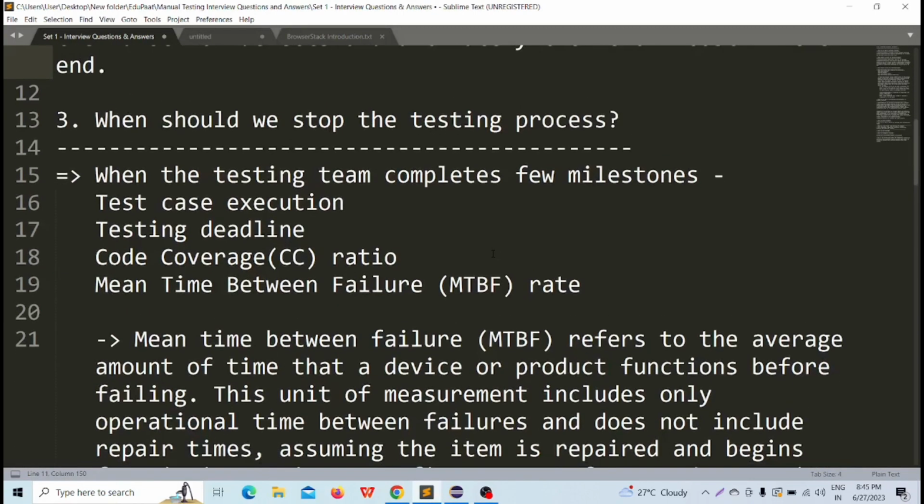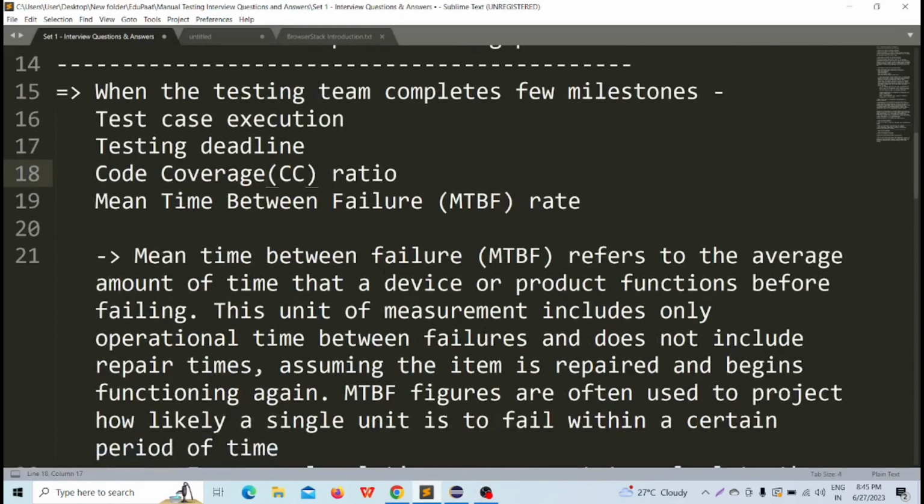Now question number 3: when should we stop the testing process? We can stop when the testing team completes a few milestones. What are the milestones? The test case execution, the testing deadline, the code coverage ratio, which we can call the CC ratio, and the mean time between failure, that is the MTBF rate. After completing these 4 things, we can say we can stop our testing process.